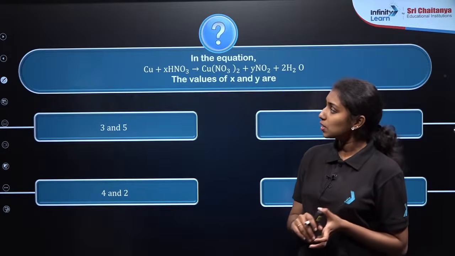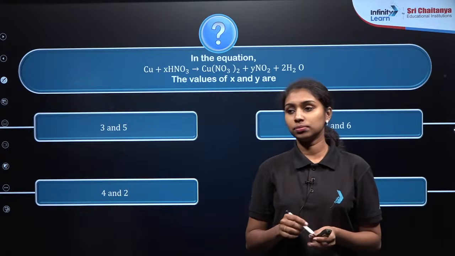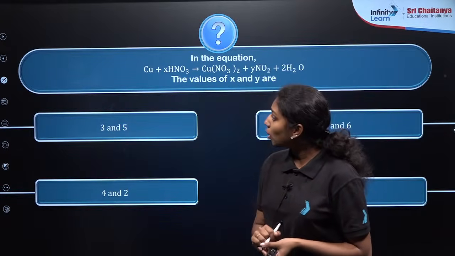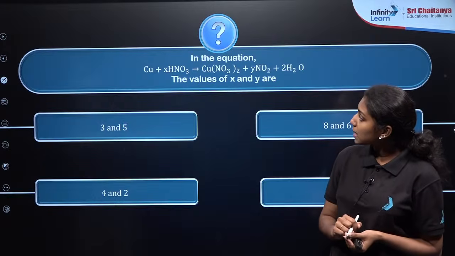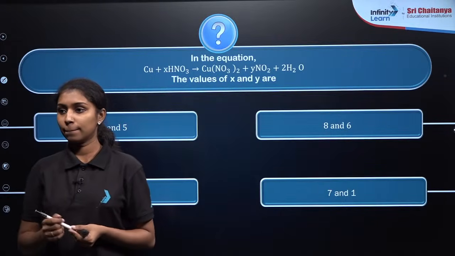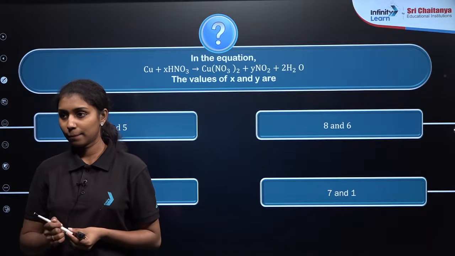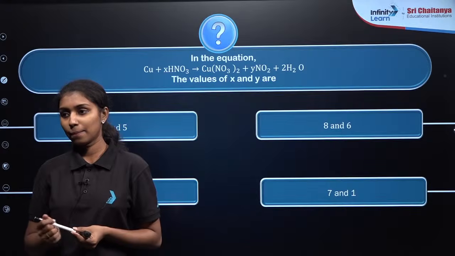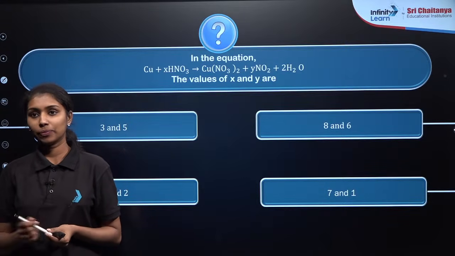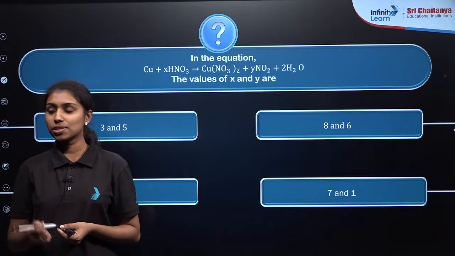Okay, same type of question. You need to identify the value of x and y here. Reaction is given here, chemical equation is given here. Cu plus x HNO3 gives Cu(NO3)2 plus y NO2 plus 2H2O. So what will be the answer for this question?